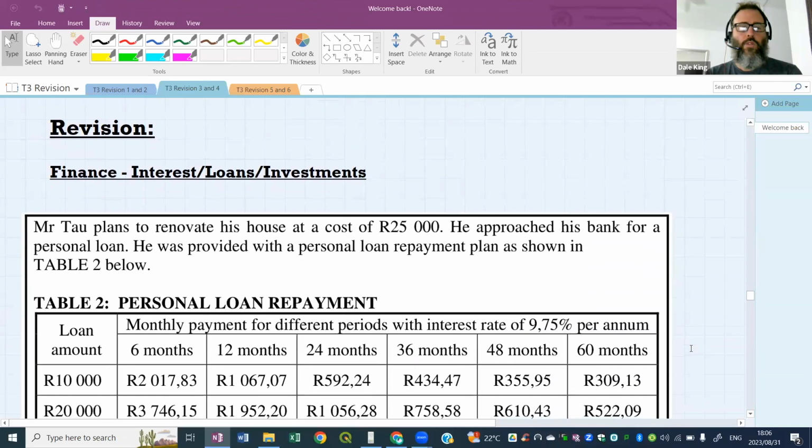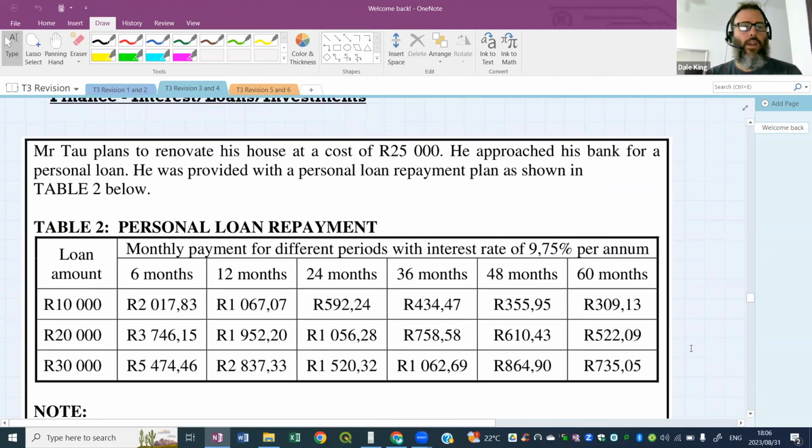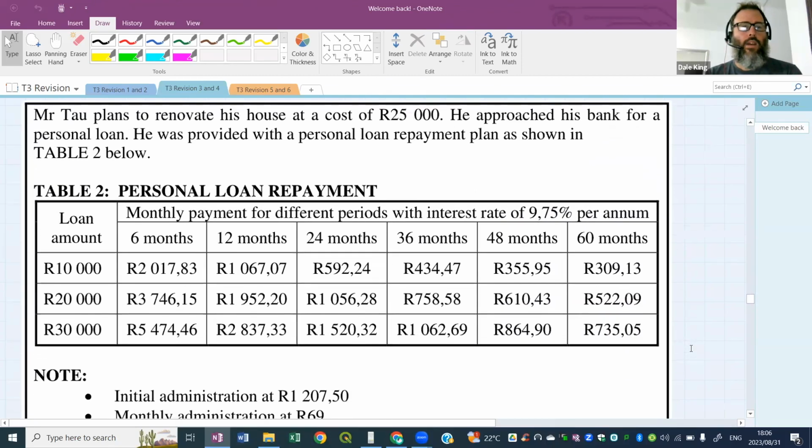And here is your first one. Okay, so here we see Mr. Tao plans to renovate his house, and it costs 25,000 Rand to renovate. He approached his bank, as you do, for a personal loan, and he was provided with a personal loan repayment plan, as shown in the table below. So there's the payment plan.